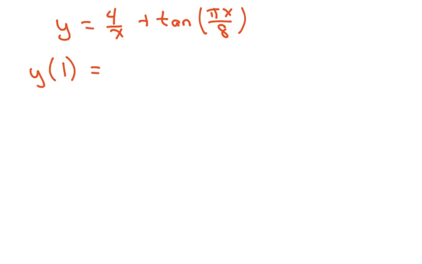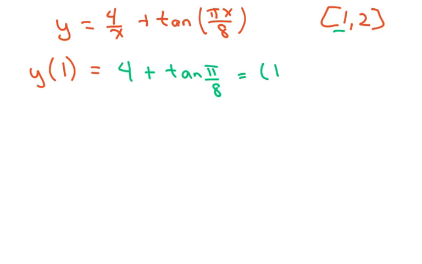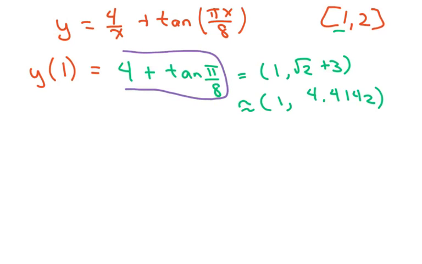We're testing the closed interval. So we're testing the left endpoint. So that's going to be 4 plus tan of pi over 8. And this is going to equal 1 and square root of 2 plus 3. And you could have just done this in the calculator and you would have got approximately 4.4142, which is probably the better thing to do with this one. Just put it in the calculator.